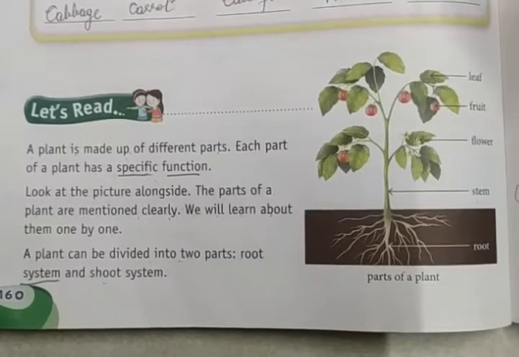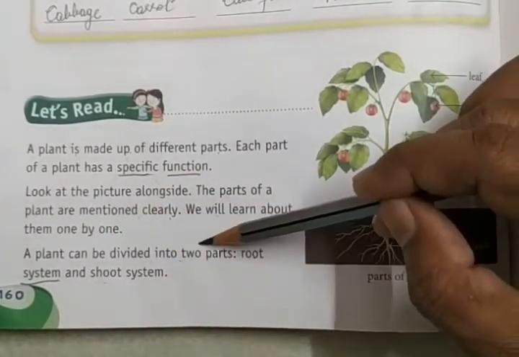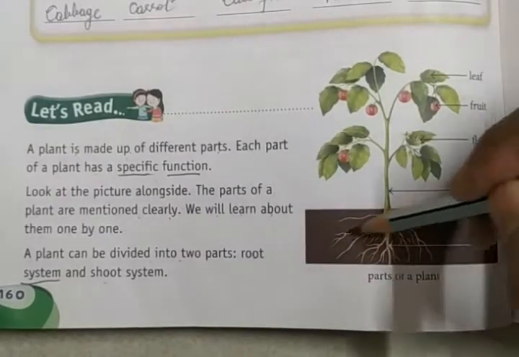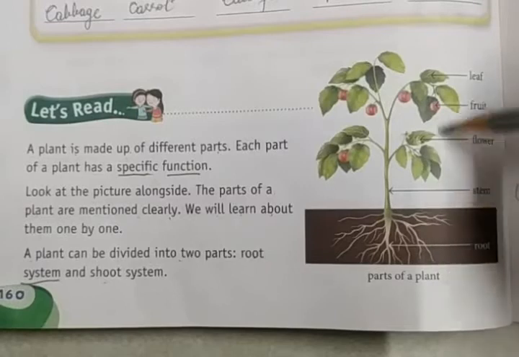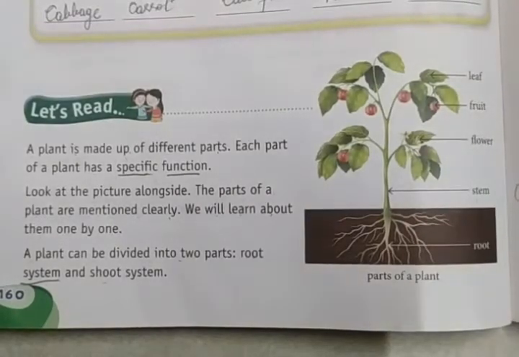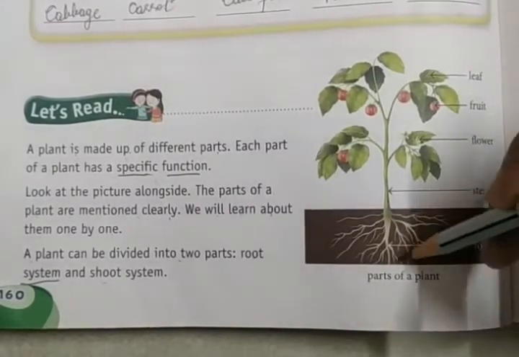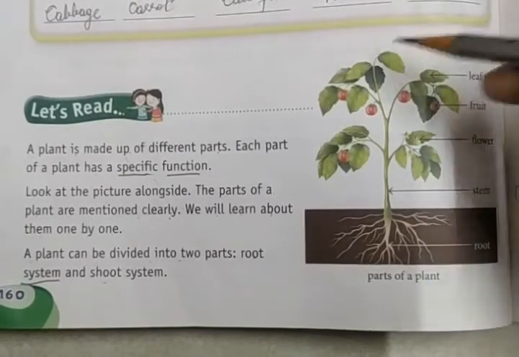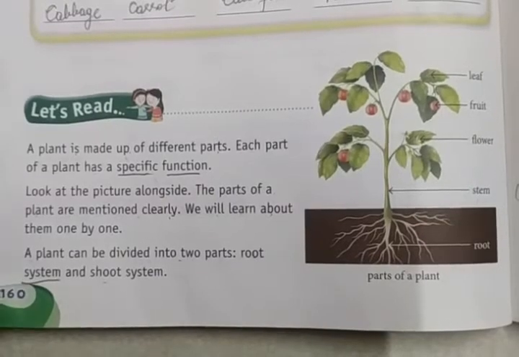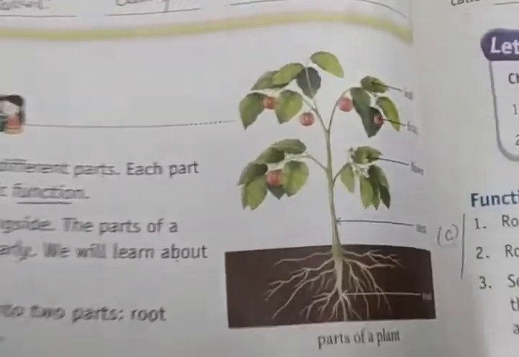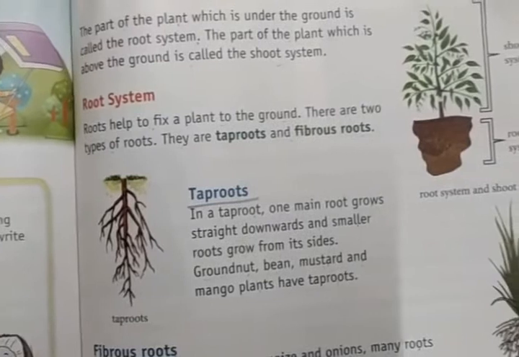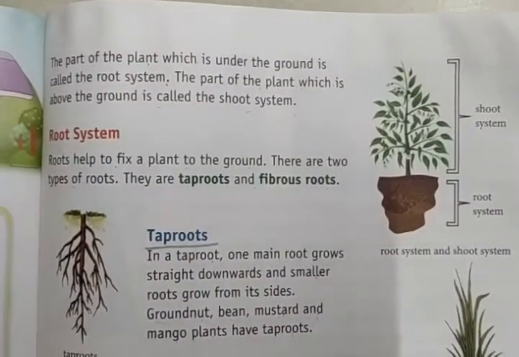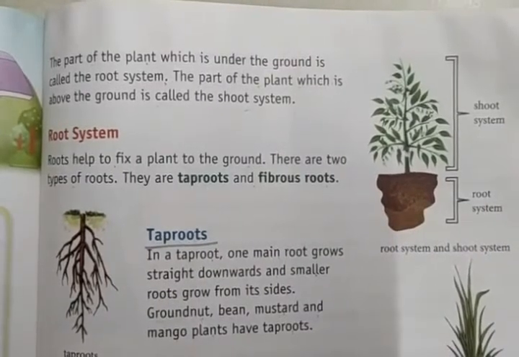A plant can be divided into two parts, that is root system and shoot system. Below the ground is called the root system, above the ground is called the shoot system. Right? Alright? So let us learn what the root system is, what the shoot system is, what they are called, and what their functions are.